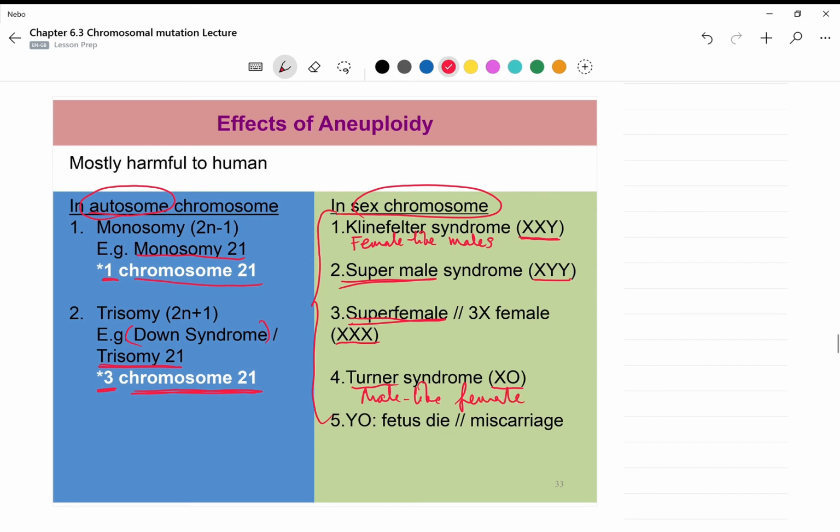The final possibility is the opposite of Turner syndrome, which is if we have YO. However, a zygote or a fetus that has YO is normally never going to survive until adulthood, so it always results in the death of the fetus or miscarriage.